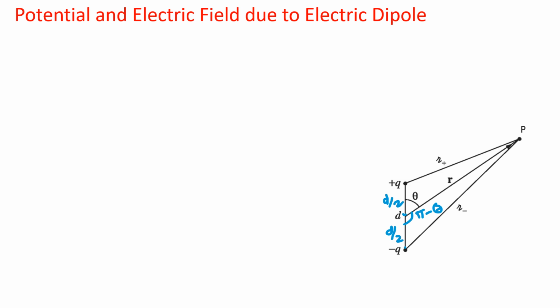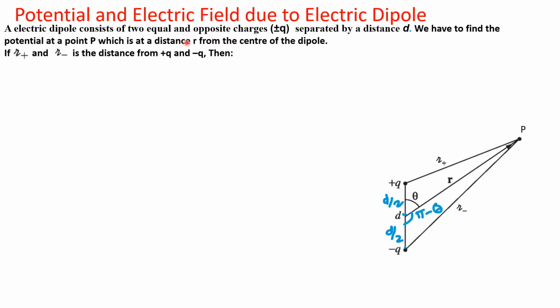Now we will discuss the potential and electric field due to an electric dipole. An electric dipole consists of two equal and opposite charges, plus q and minus q, at a very small distance d. We have to find the potential at a point P, which is at a distance r from the center of the dipole. The length is d, so d by 2 on each side of the center, and we have to find out the potential and then the electric field.